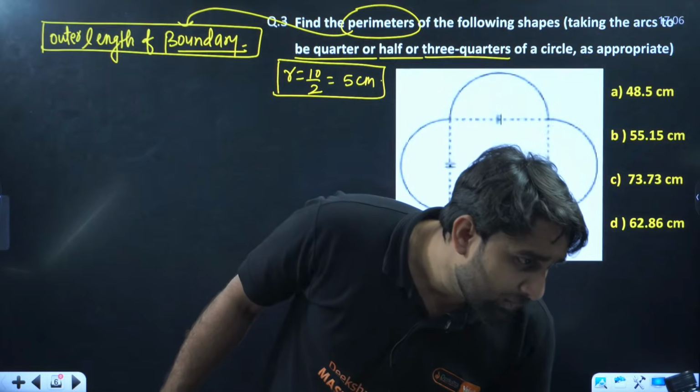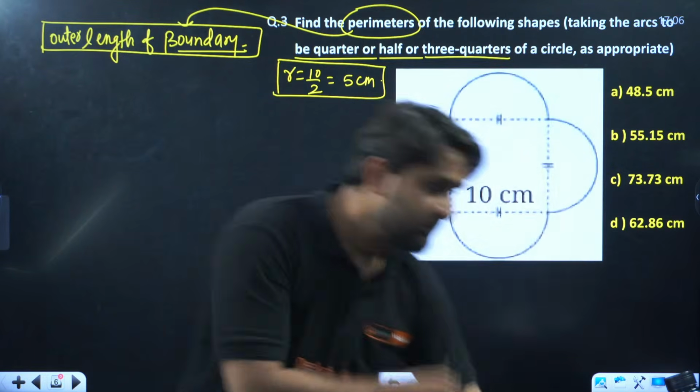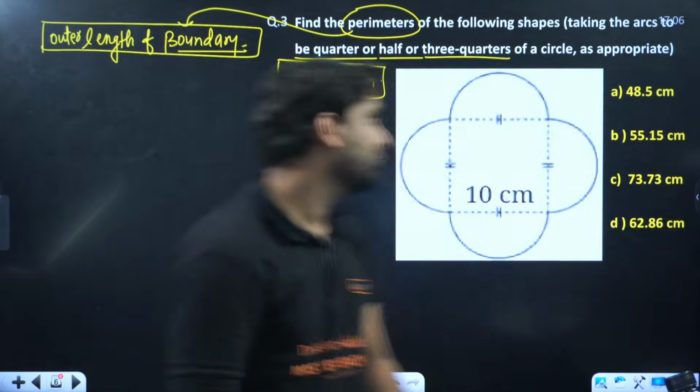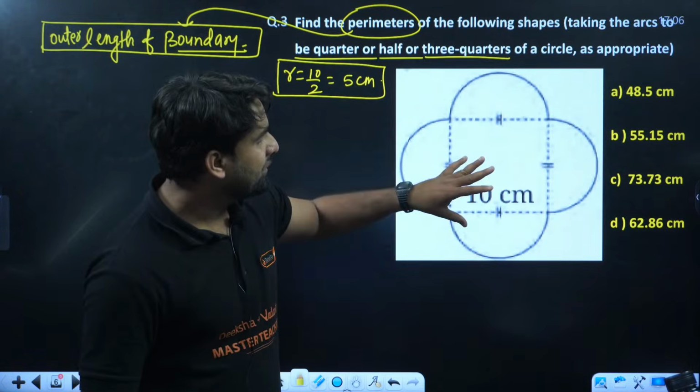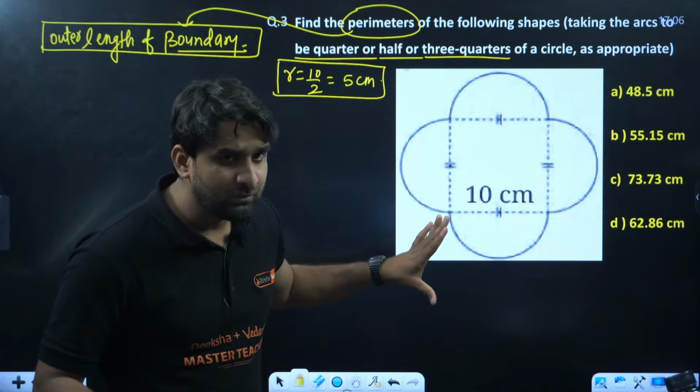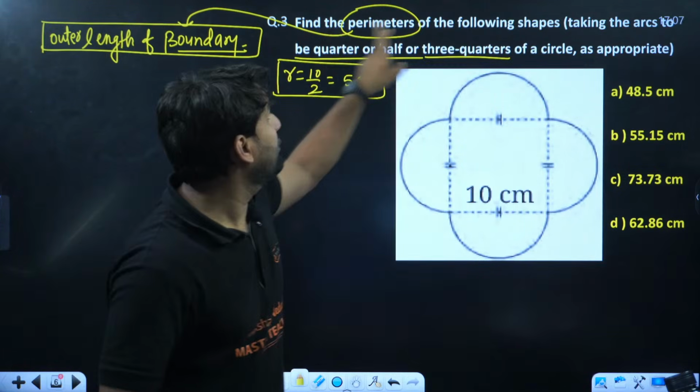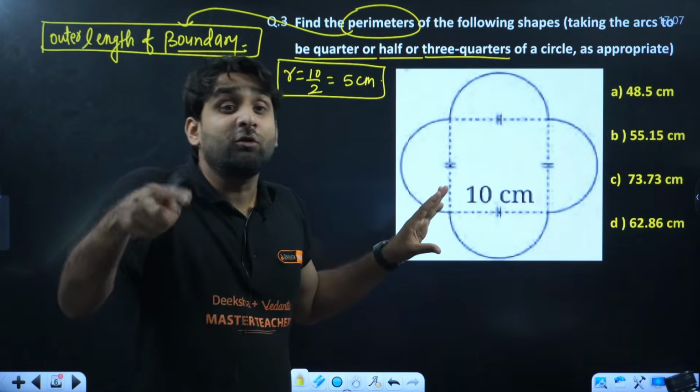Once again, Upendra, please. Okay, listen Upendra. Basically in this question, one figure is given to you and the question is asking to calculate the perimeter. And what is called perimeter?